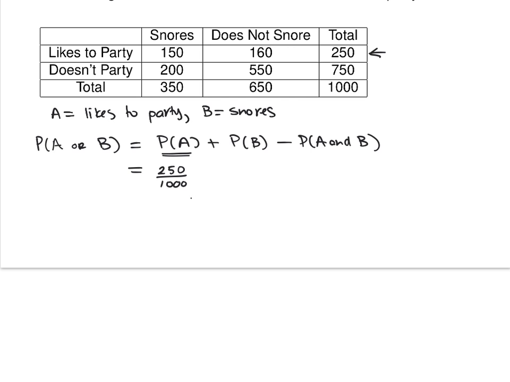That's all the partiers. How many snorers do we have? 350. Out of 1,000 again, right? And how many people are both snorers and partiers? 150. Okay, so 250 plus 350 is 600, and then minus 150 is 450 out of 1,000, or 45 out of 100, which as a decimal is 0.45.